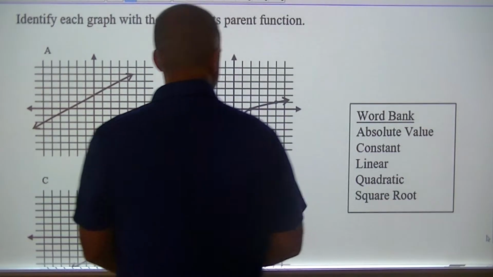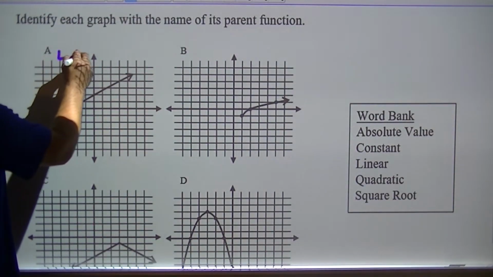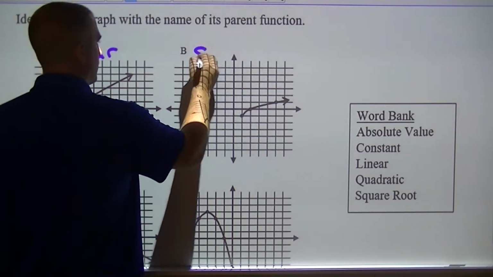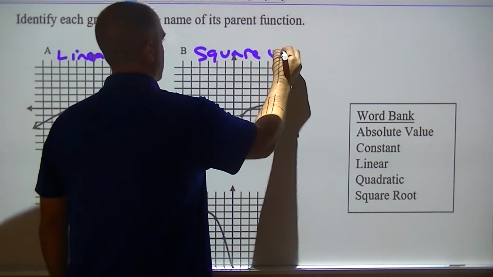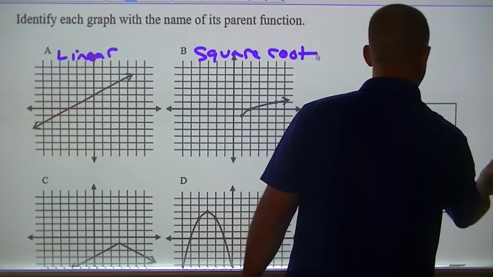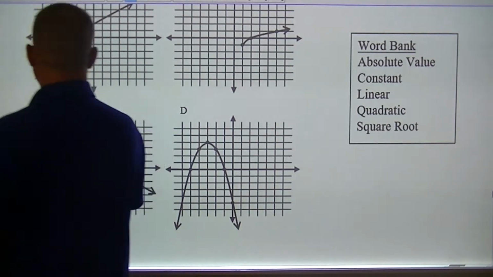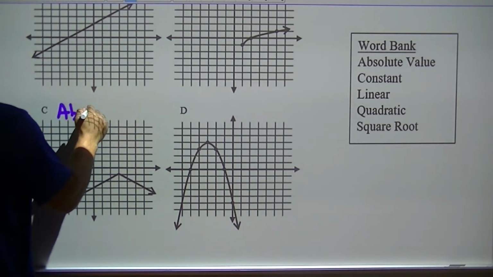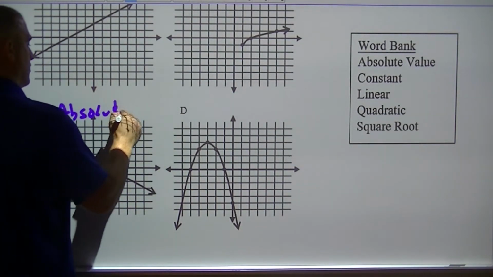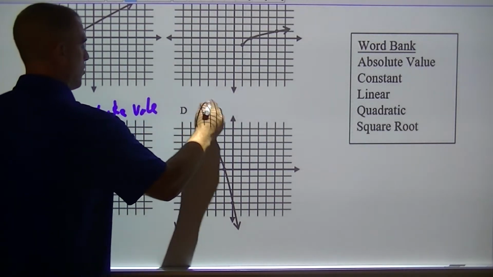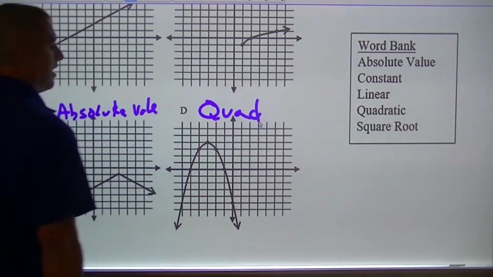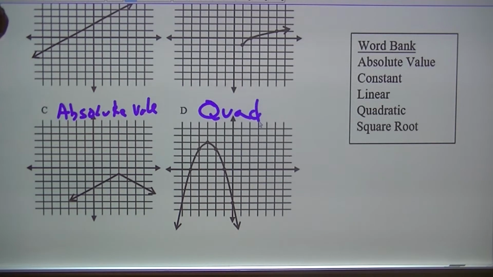This is a line. It's called a linear. This is our square root. This is absolute value. This is quadratic. That's pretty easy. I think you guys know how to do that. I think I got one more. We got some more pages here.